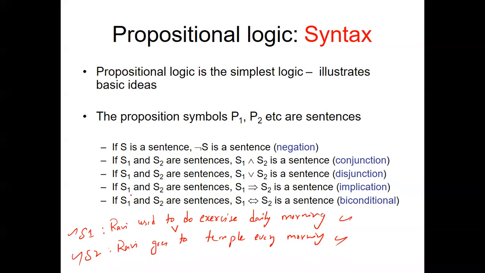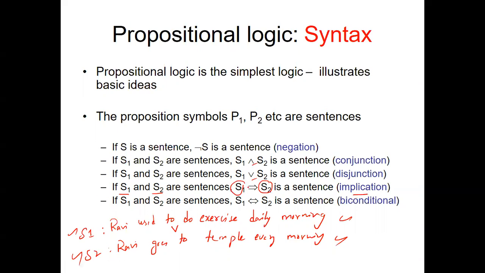These are something like connectors. Even this and, or, all these are connectors. If S1 and S2 are sentences, then S1 implies S2 is also a sentence. This is called implication. What implication is, we will learn.